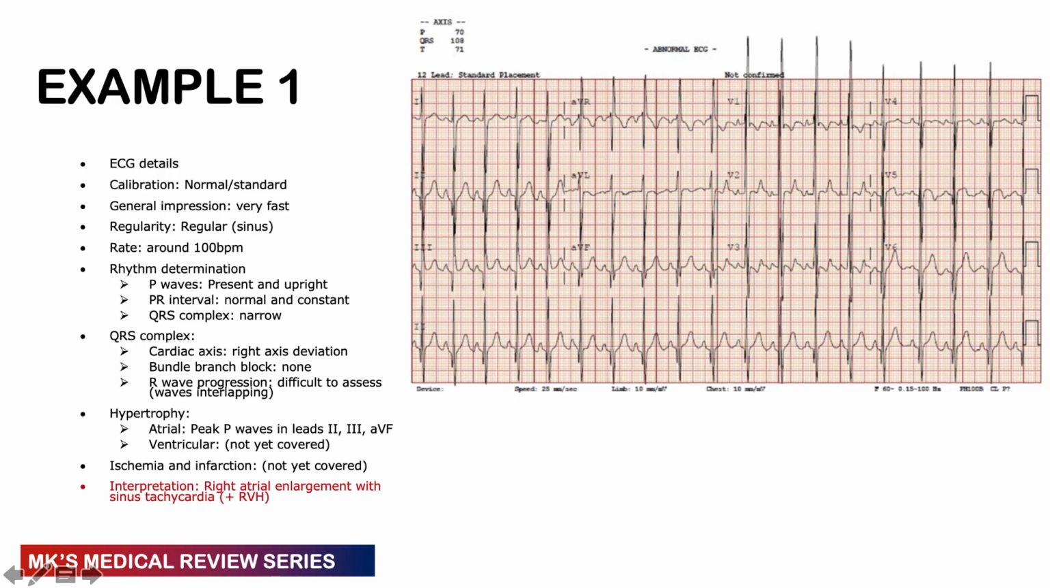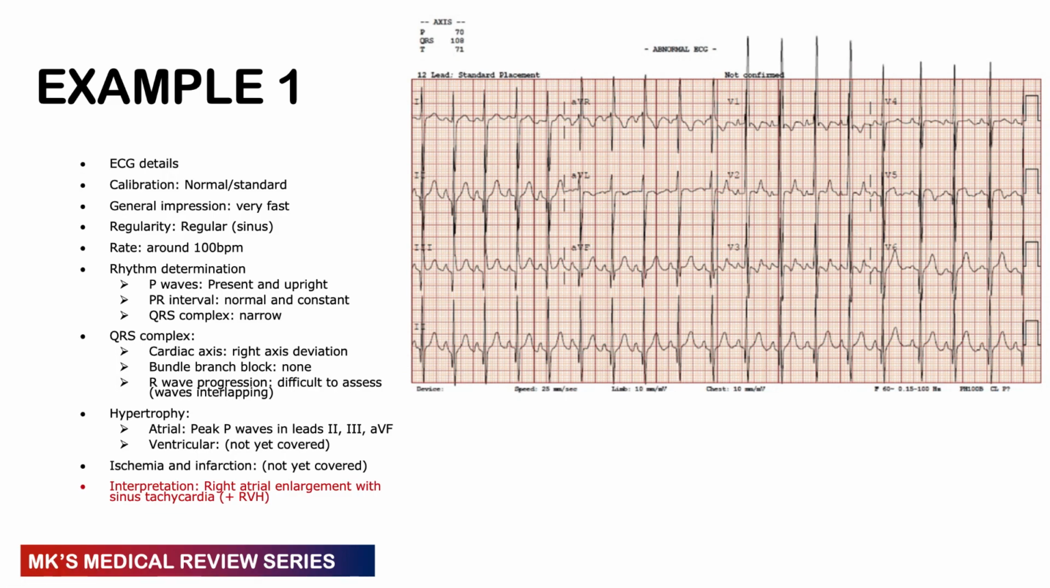We now check if there's any presence of any bundle branch block. We check lead 1 for any M waves. We don't see those here, though it's very difficult because these waves are very close to each other. We check V6, there are no M waves. There's no slurring of the S waves in either of these, so there is no bundle branch block.